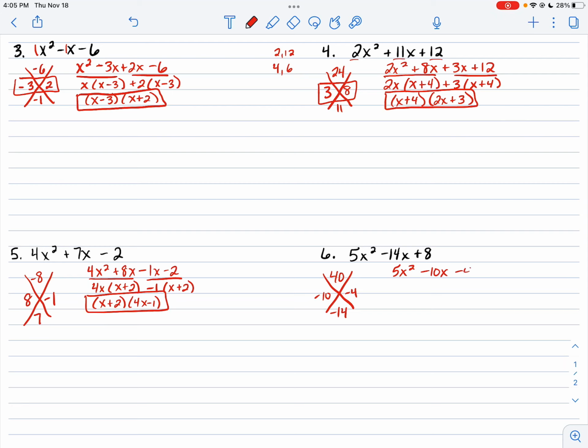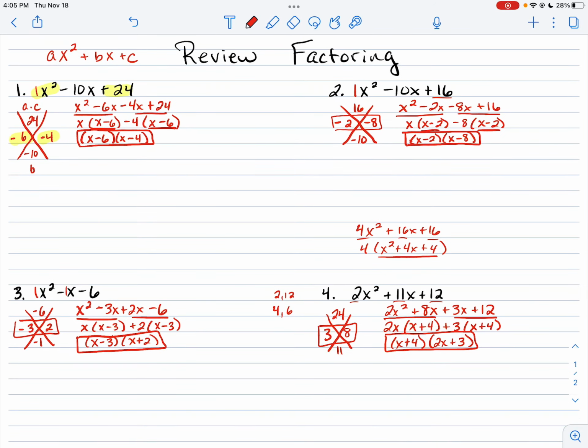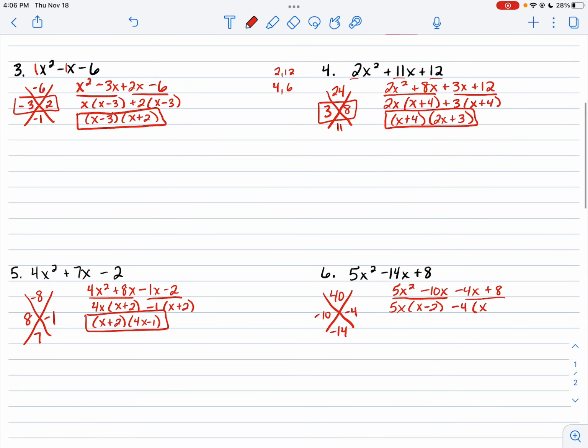So when I split this up, I'm going to put the negative 10x next to the 5x squared. And then I'll have negative 4x, and then I have the plus 8. So if I group the first two together, I notice they're both divisible by 5x. So I'll take out a 5x, and I'm left with x minus 2. And then with the last two, I notice that they're both divisible by 4, and this is a negative 4, so I'm going to go ahead and take out a negative 4, and then I would be left with x. Now, 8 divided by negative 4 gives me a negative 2.